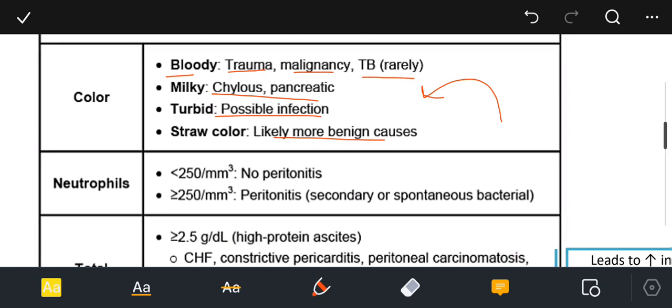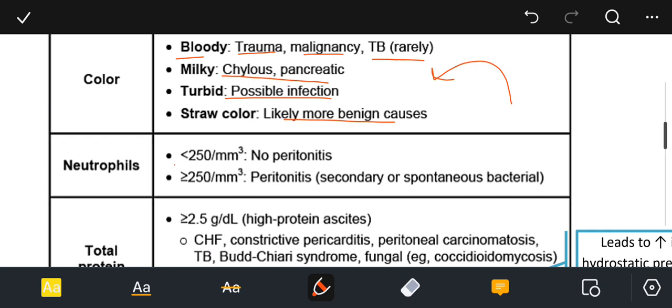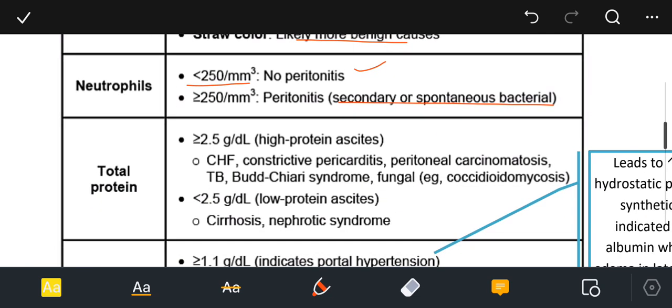Neutrophils: if they are less than 250 per cubic millimeter, there is no peritonitis. If they are more than or equal to 250 per cubic millimeter, peritonitis is present, secondary to spontaneous bacterial infection. Total protein more than 2.5 grams per deciliter is high protein ascites: congestive heart failure, constrictive pericarditis, peritoneal carcinomatosis, TB, Budd-Chiari syndrome, fungal infections, for example coccidioidomycosis. Less than 2.5 grams per deciliter is low protein ascites: cirrhosis, nephrotic syndrome.